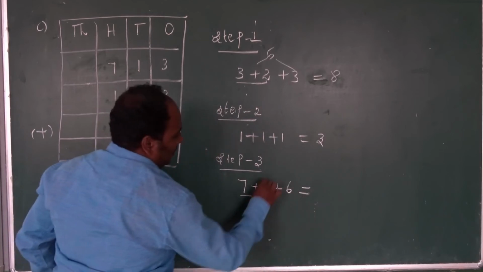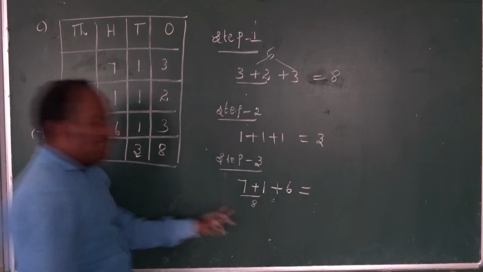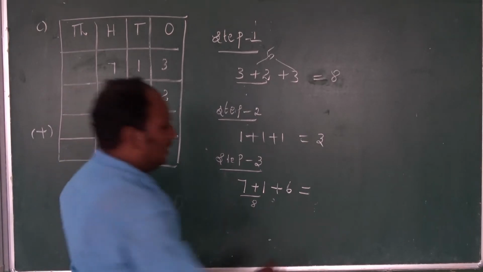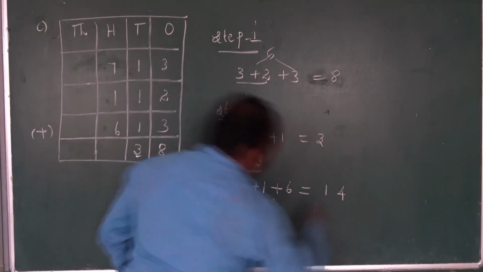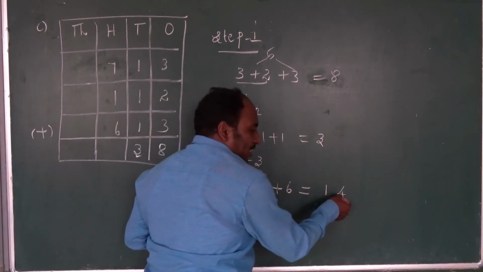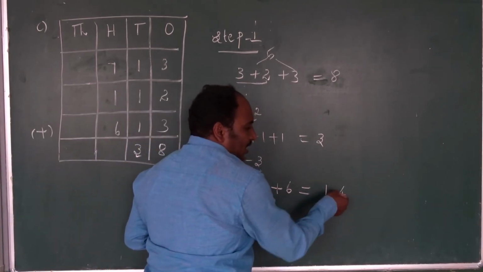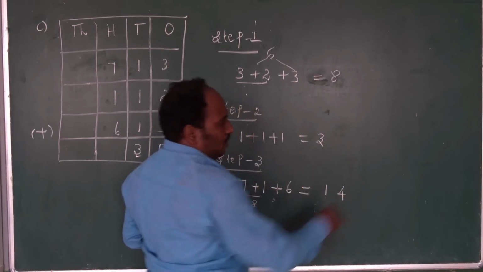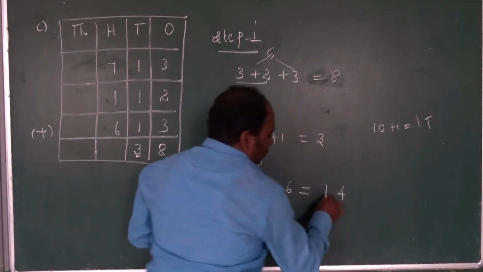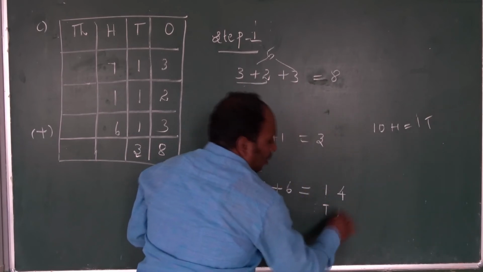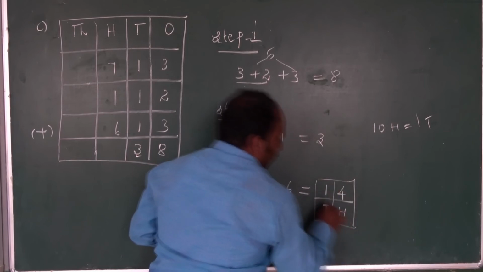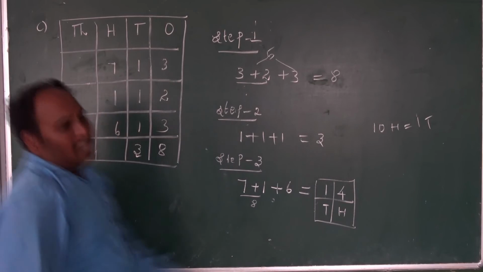7 plus 1 is equal to 8. 8 plus 6 is equal to 14. 14 hundreds. 10 hundreds is equal to 1000. So here 1000 and 4 hundreds. Write 400 in the hundreds place.